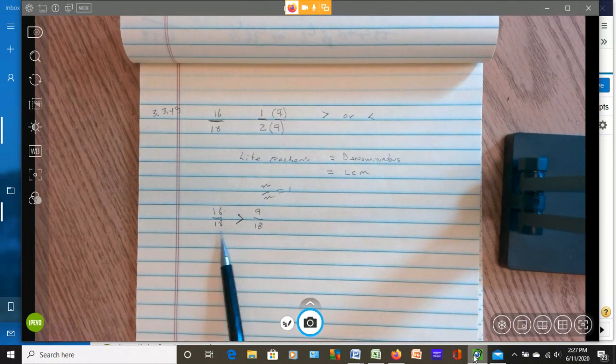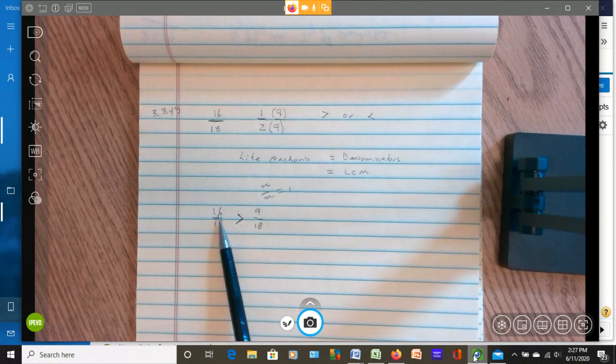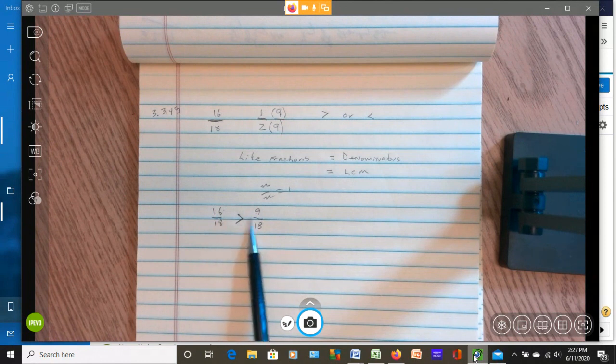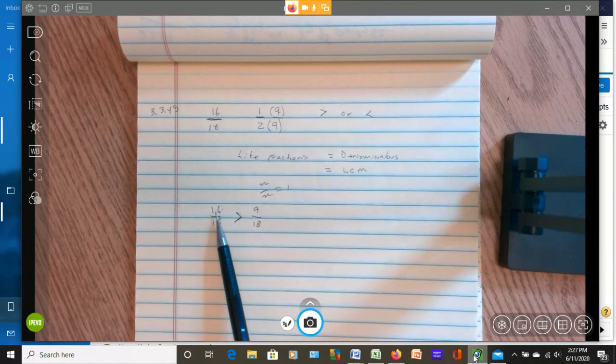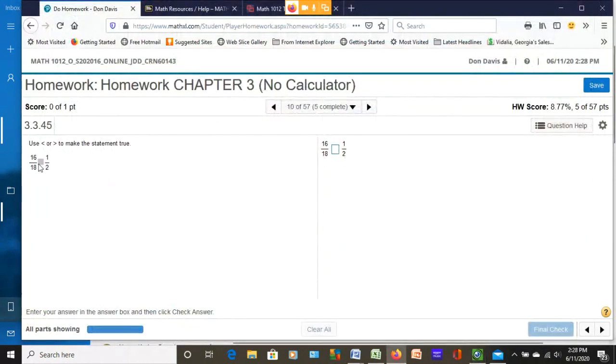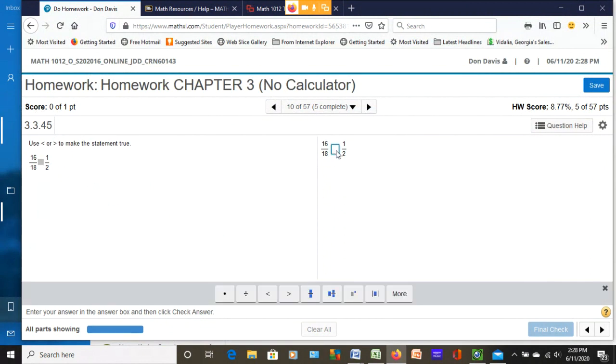In both cases now, it takes 18 pieces to make a whole. Here I have 16, here I have 9. So obviously, you can say this one's closer to being complete if you want to think of it that way. And we could do some simplifying here, but we'll leave them just the way they are. And so 16 is greater than 9, therefore 16/18 is greater than 9/18. And let's see, they want me to just put in the symbol here, I think. Oh, I'm sorry, over here, yeah. And it's going to be this symbol: greater than. 16/18 is greater than 1/2.